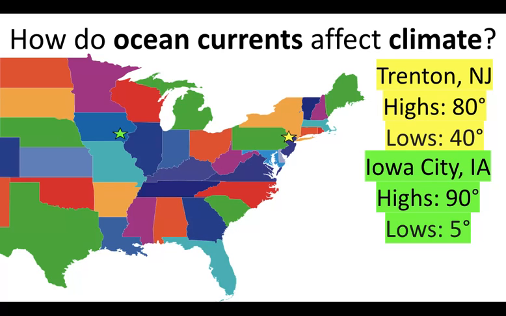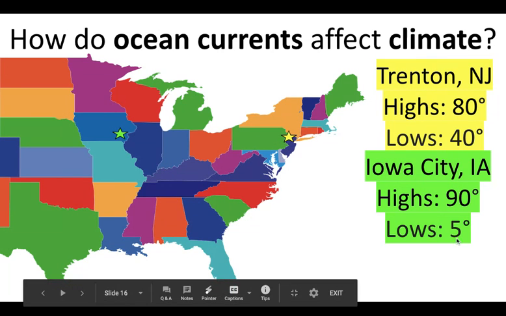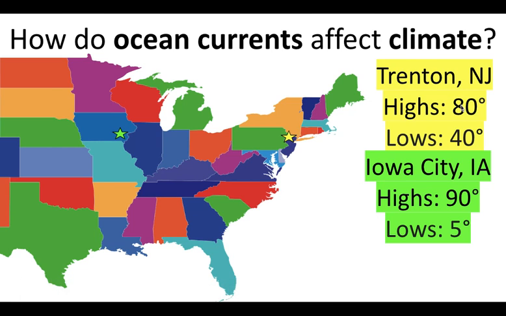Ocean currents can also affect climate in that we may be along the coastal regions, like over here in Trenton, New Jersey, versus inland regions, like over here in Iowa City, Iowa. In Trenton, New Jersey, their average temperatures range from about 80 degrees to about 40 degrees. Whereas Iowa City, on the other hand, their highs average about 90 degrees and their lows average about 5 degrees. Going from high to low in Iowa City is much more drastic than going from highs to lows in Trenton, New Jersey.